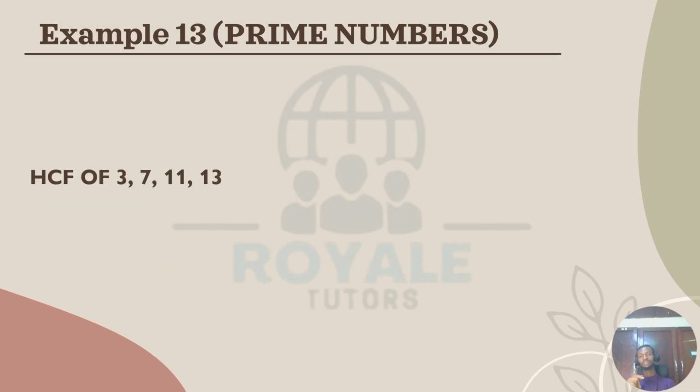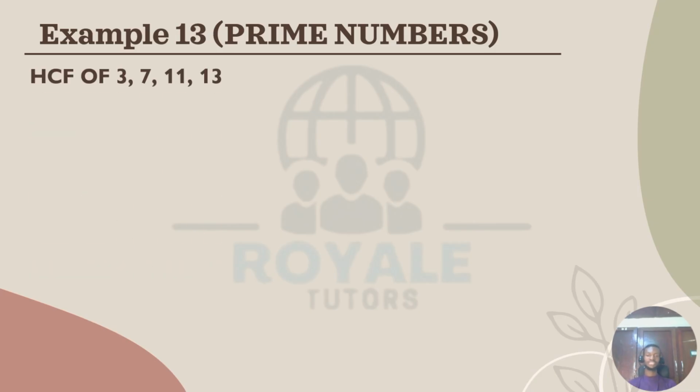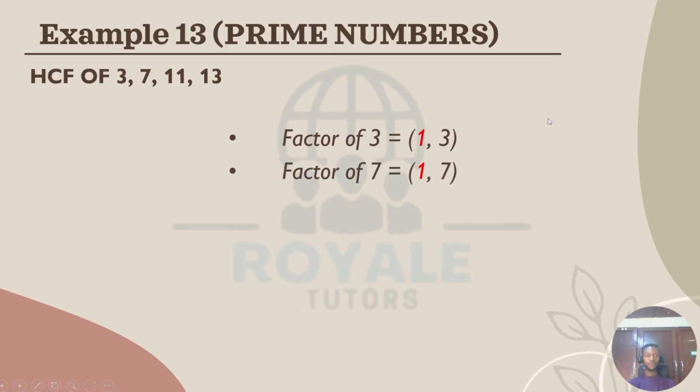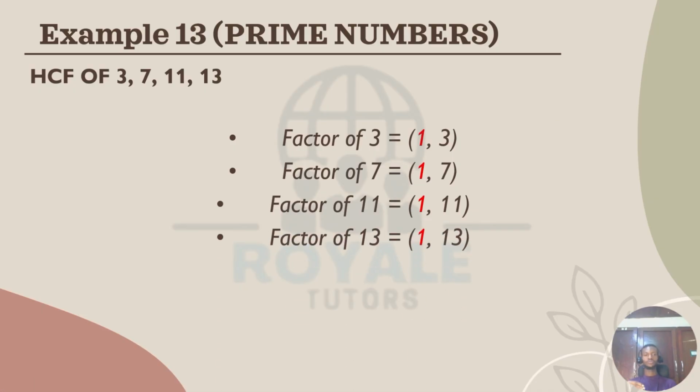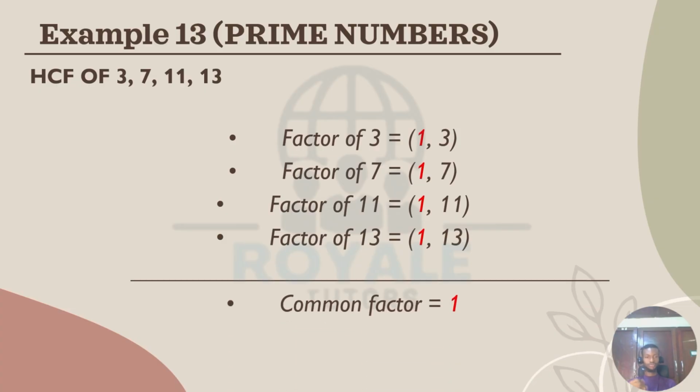Now let's look at an example. We have 3, 7, 11, and 13. What are their factors? The factors of 3, we have 1 and 3. Factors of 7, 1 and 7. Factors of 11, 1 and 11. Factors of 13, 1 and 13. So what are their common factors? Only 1 is common to them all, and therefore that 1 remains the highest common factor.